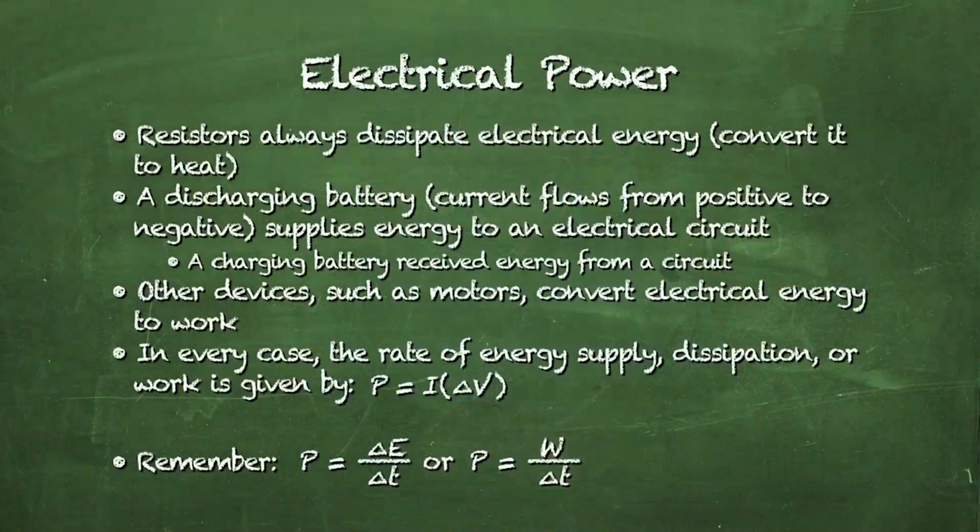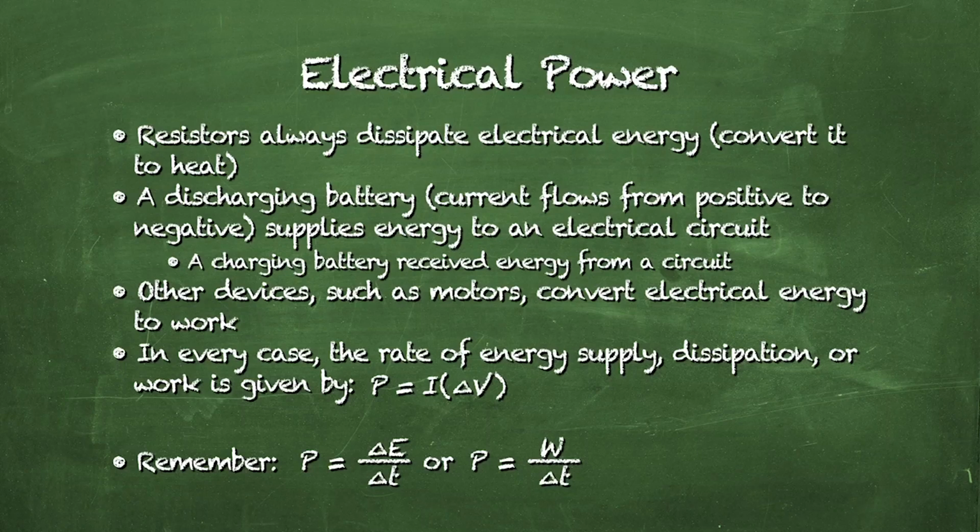Energy is charge times voltage. The rate at which energy is being lost, which is the power, is equal to current times voltage. So that's our important equation that we're going to use quite a lot from here on out. Electrical power is equal to current times change in voltage.